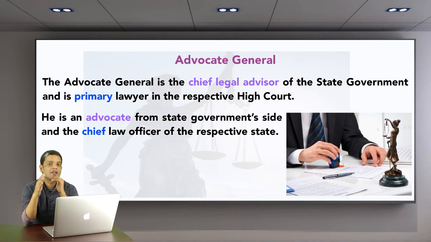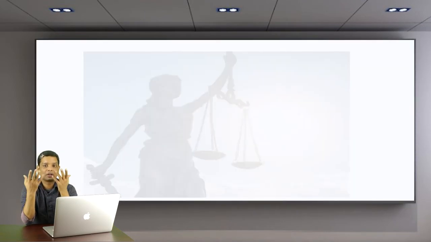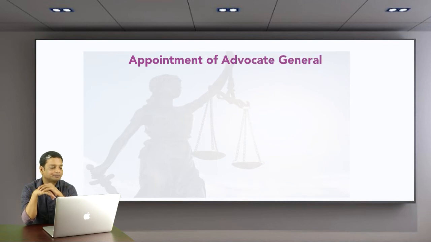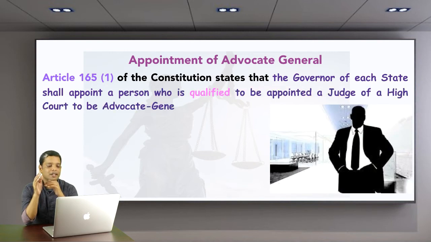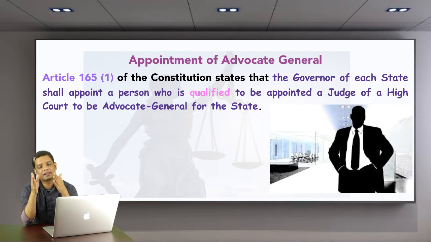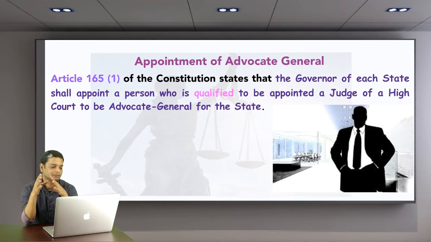Now, let's check out how he is being appointed. What is his qualification to be appointed as Advocate General? Article 165(1) states that the governor of each state shall appoint a person who is qualified to be appointed a judge of a high court to be Advocate General for the state. What does it mean? That a person who has the qualification to be appointed as the judge of the high court, only that person can be appointed as the Advocate General of the state, and he will be appointed by the governor of the concerned state.